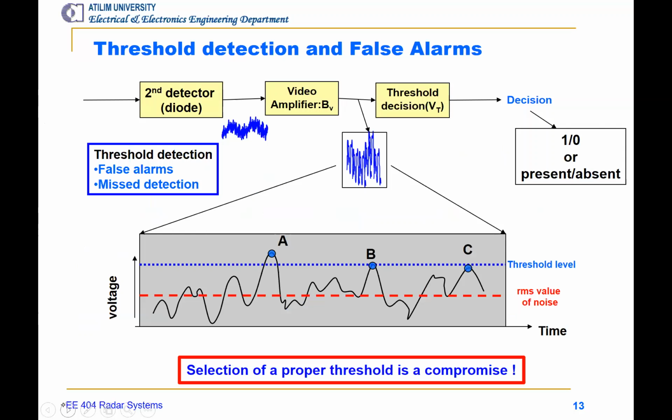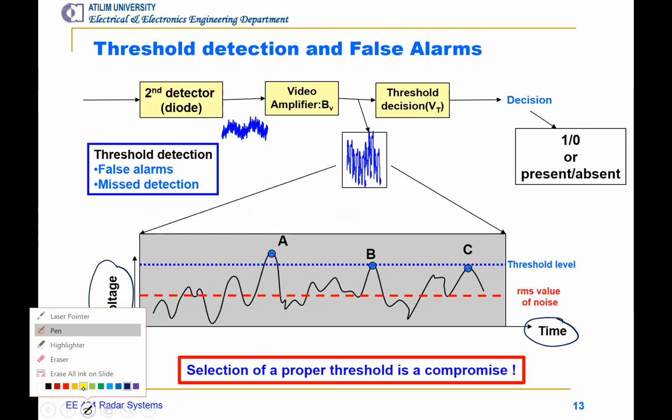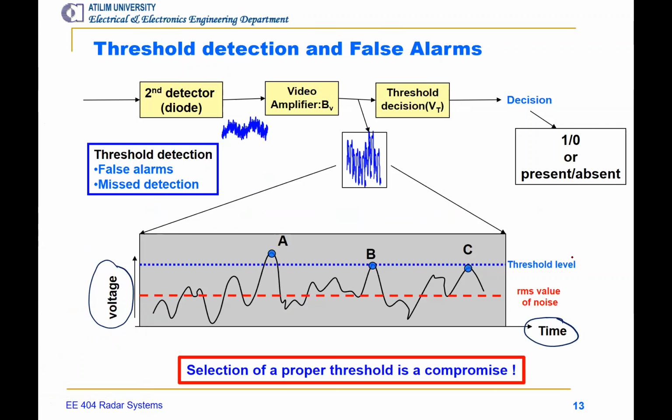So here is the illustration. At the output of the video amplifier, we got such a voltage waveform. Here is the time, here is the voltage, and we got a threshold here. You see the threshold in here, and the root mean square value of the noise. The mean value of the noise, let's say, is somewhere here. There are 3 points here where we take samples and compare these samples with the threshold.